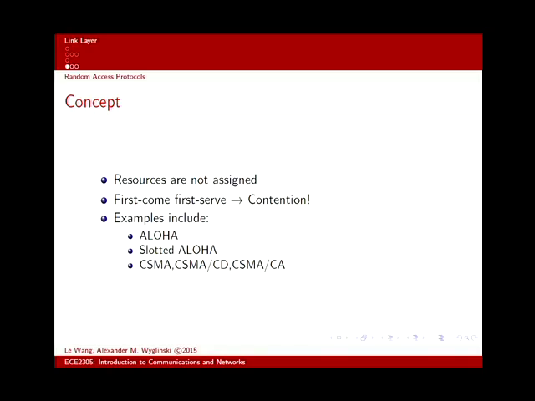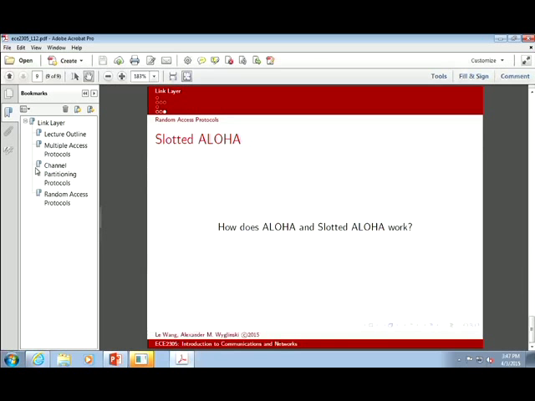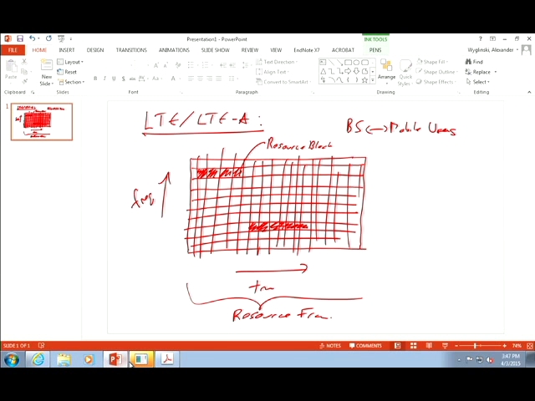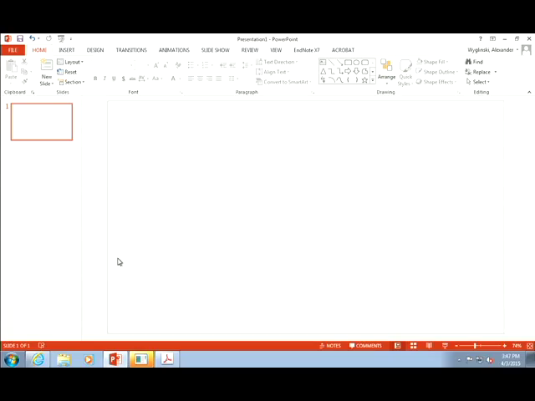What we're going to look at is random access protocols, such as Slotted Aloha. And there's a lot of math, so let's actually just go to drawing. I'm a drawing person today. I don't know why.